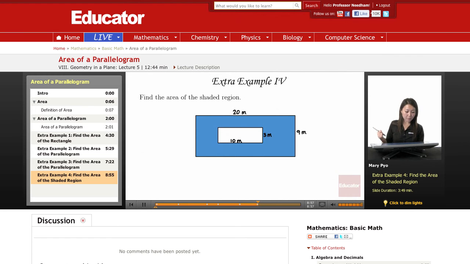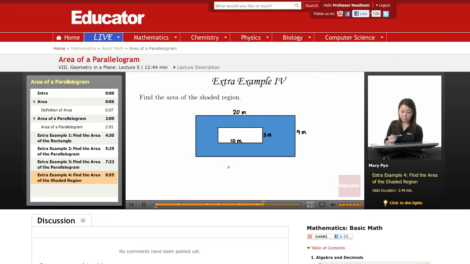And the final example, find the area of the shaded region. Now, we have two rectangles here, right? This is the big one, and then here's a smaller one that's inside. So we're just trying to find the area of just the blue part, right? The shaded part. That means I need to do two things.